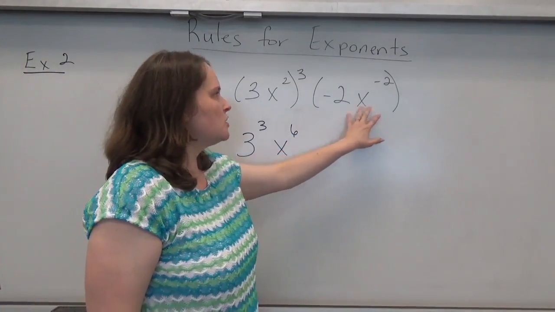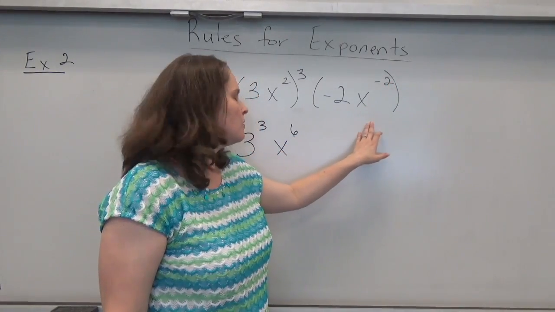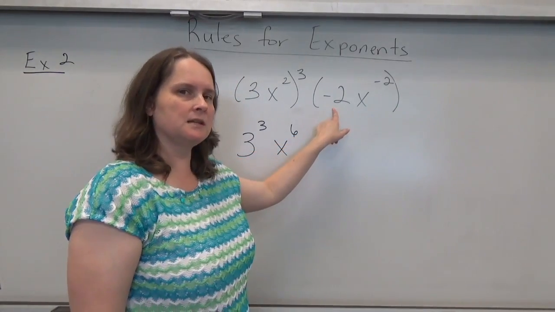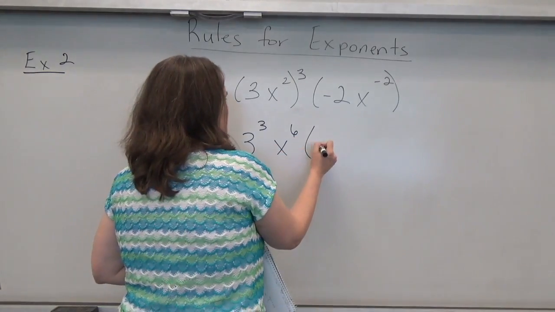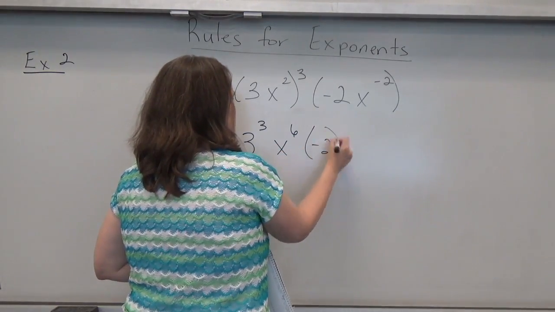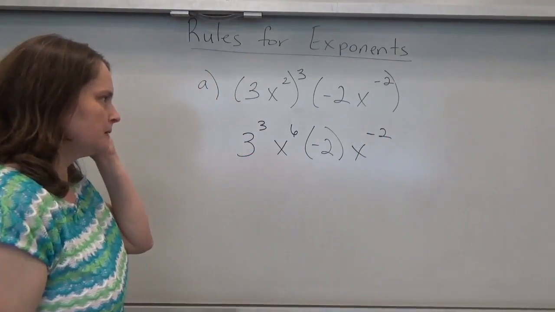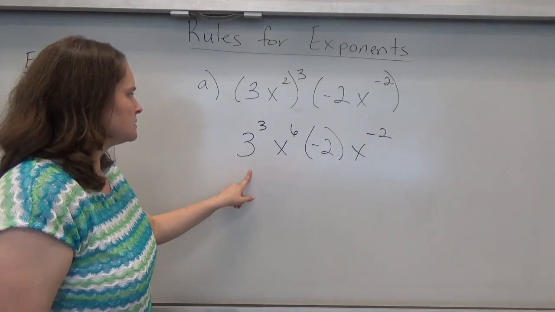Over here, again, there's no outside exponent to apply. So we're just going to kind of copy it just like it is right now. I'm going to put my negative 2 in parentheses so that I know that it's being multiplied. If I don't put parentheses, it's going to look like we're subtracting it. So all of this is simply being multiplied together. 3 to the third power gives me 27.